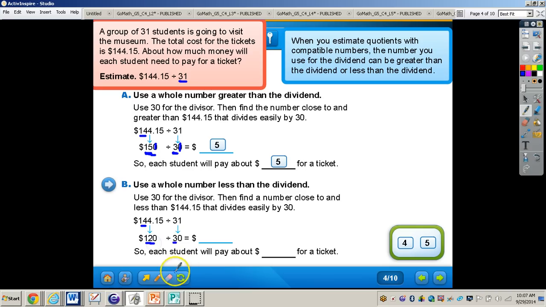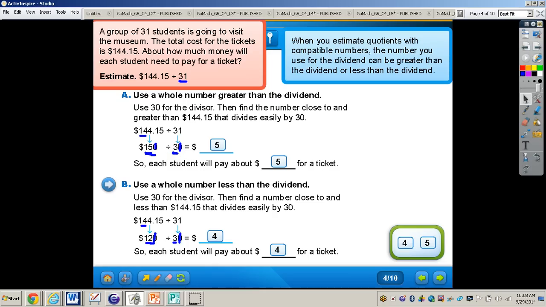So now we have $120 divided by 30. Whenever there's a 0 in the dividend at the end and a 0 in the divisor at the very end, we can eliminate both of those. Then we can just divide $12 divided by 3. 12 divided by 3 is going to give us 4. So each student will pay about $4 for a ticket. So you can see you can use a number greater than the dividend, or use a number less than the dividend. It's very important, though, that you do find a compatible number with that divisor.